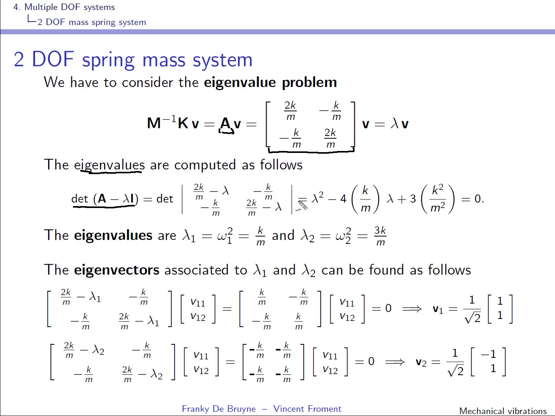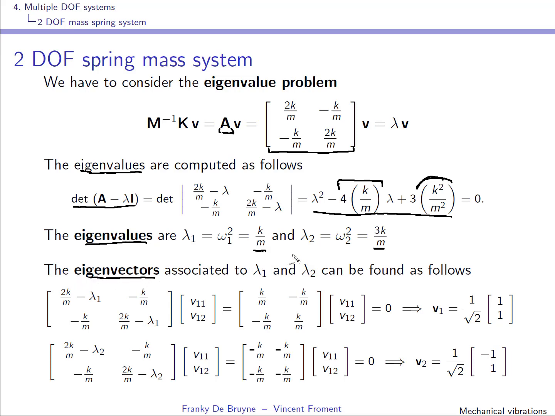If you go through the calculations, which are not that difficult, you obtain the following characteristic polynomial, and it's quite easy to see that the two eigenvalues are k over m and 3k over m. Indeed, this time this one times this one gives you this thing here, which is the product of the two eigenvalues, and this thing here is the sum of the two eigenvalues. Okay, so you have your eigenvalues, and of course you can compute the eigenvectors.